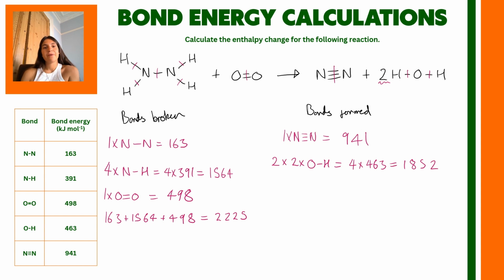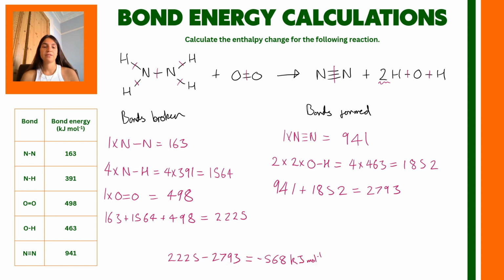So don't forget with these bond energy calculations, you could work out the energy first for that HOH by doing 2 bonds, so 2 times that 463, and then you need to remember to multiply that whole thing by that coefficient in the front, so by 2, which is where we got the 4 from here. 2 times 2 is 4. Then I add those together, 491 plus 1852, 2793.